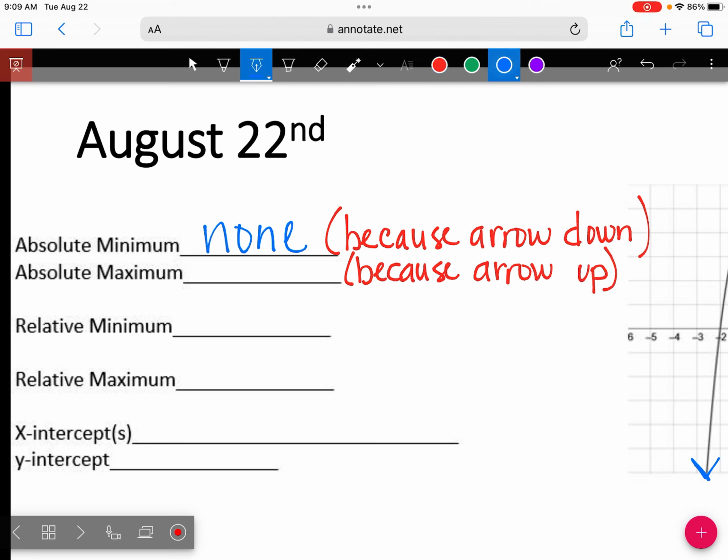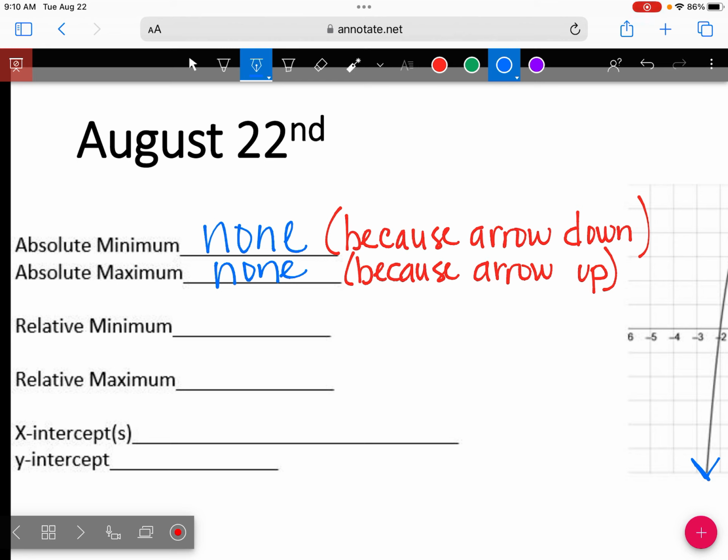And let's talk about that a little bit more. The absolute minimum is the lowest the graph will go. But if the graph is going to keep going down, it never hits the lowest point. The absolute maximum is the highest point the graph will reach. But if the graph continues to go up, it never hits the highest point.